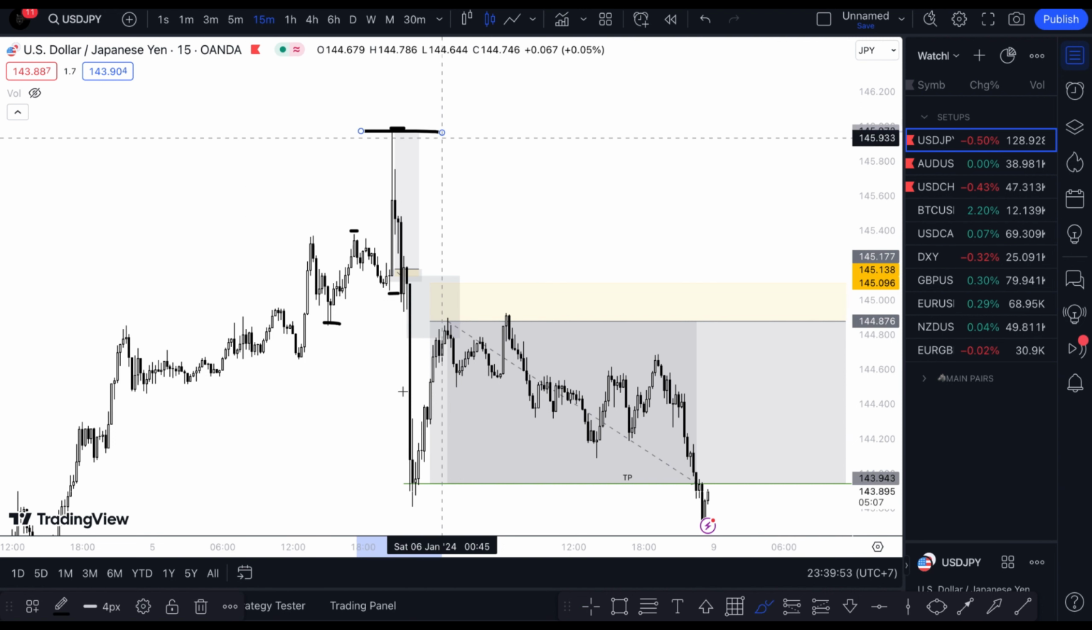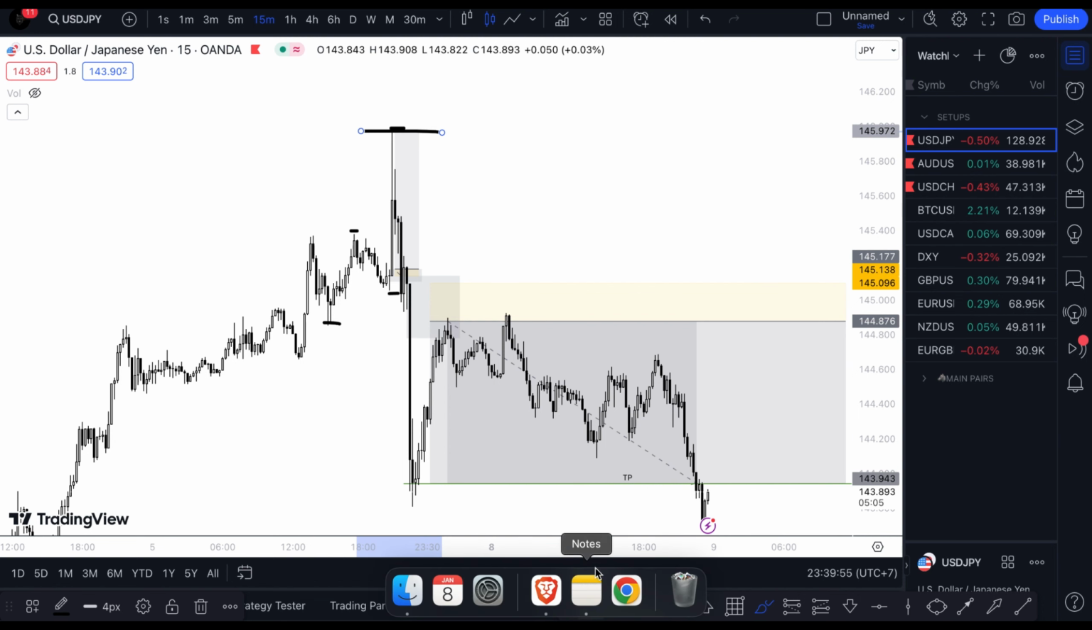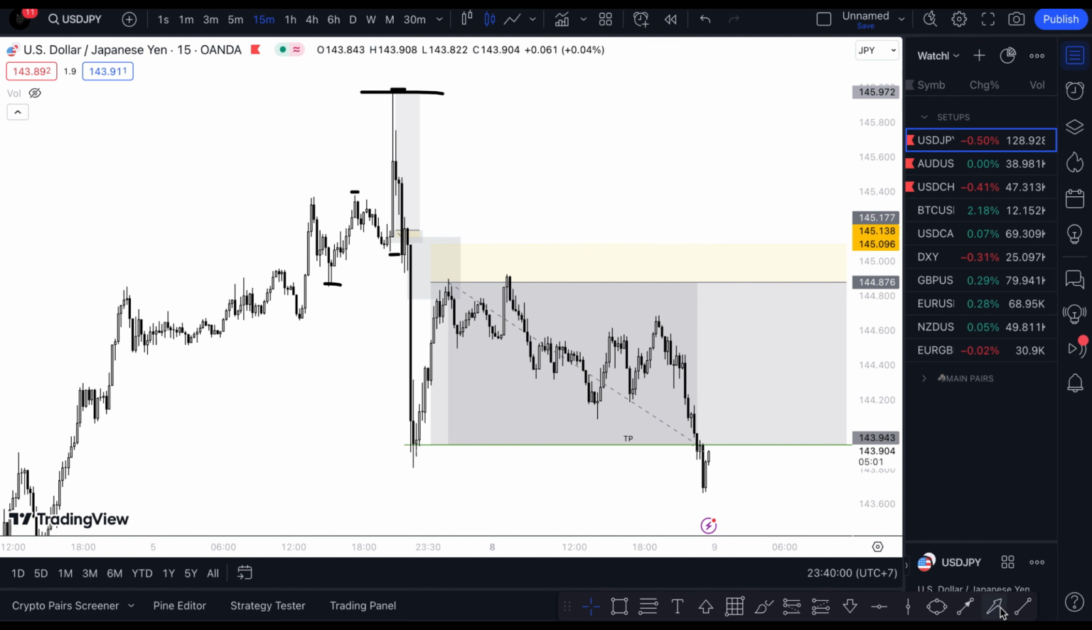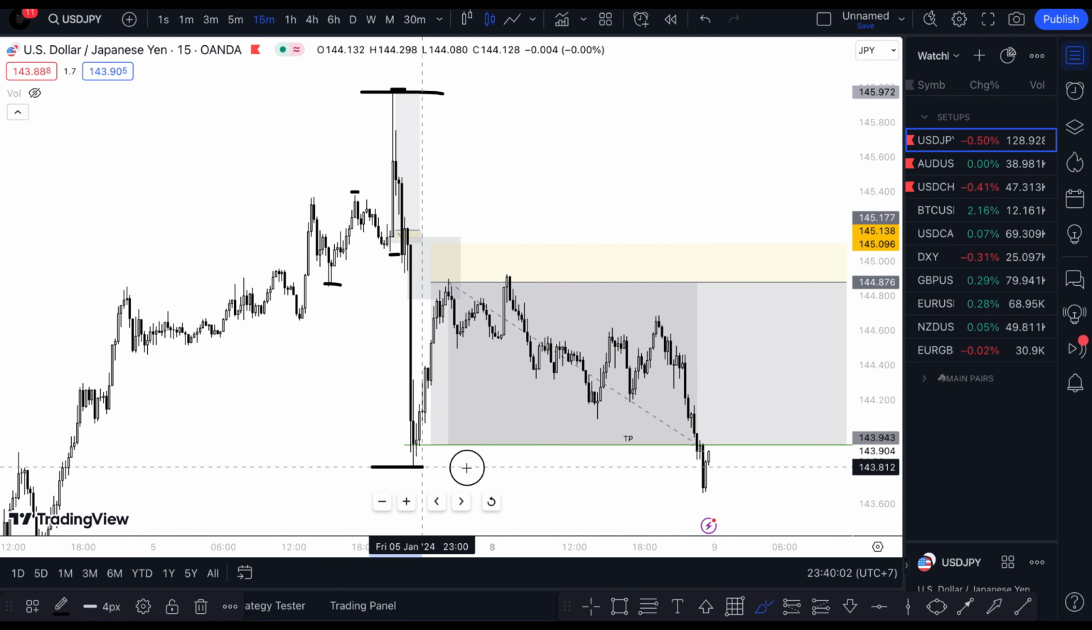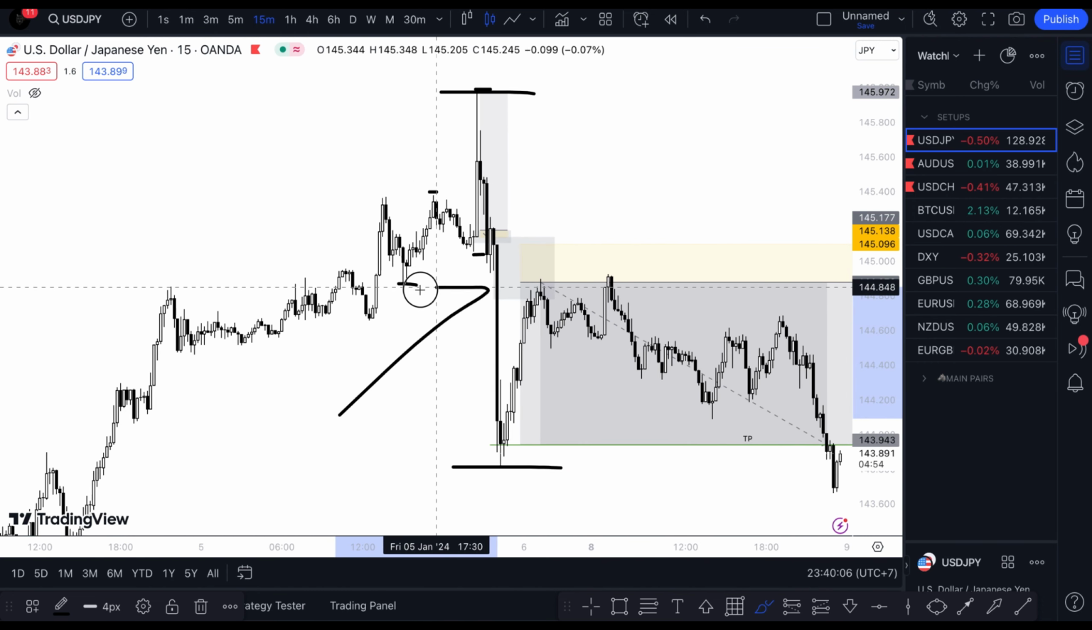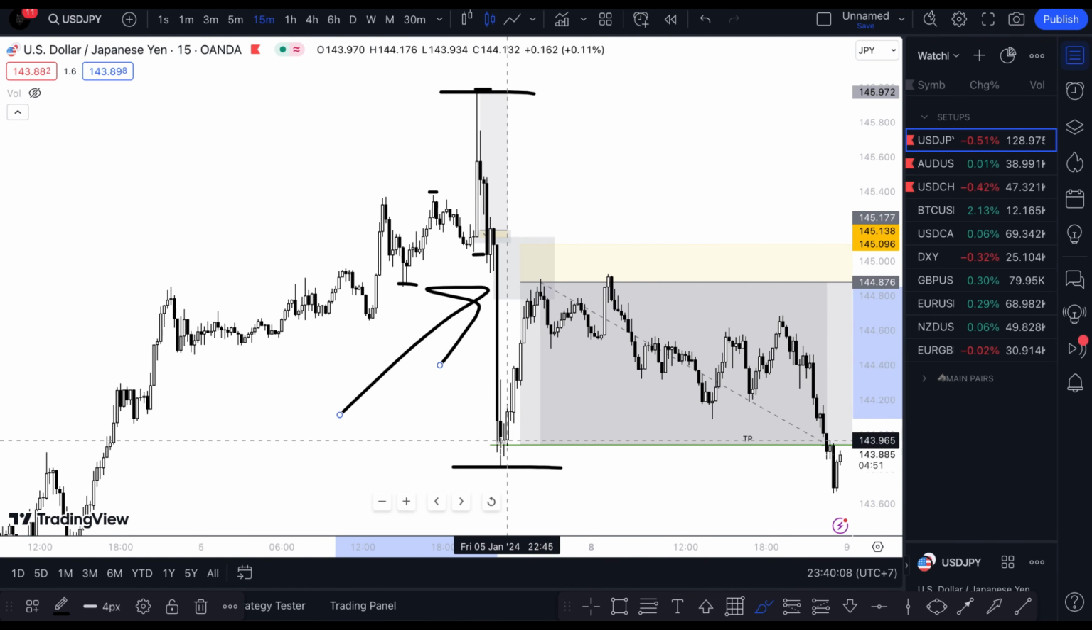Okay, so you didn't miss anything because there's always a correction. Write that down. There's always a correction after the news. Okay, so essentially, let's say this black candle right here was the news, right? That created a new trading range.